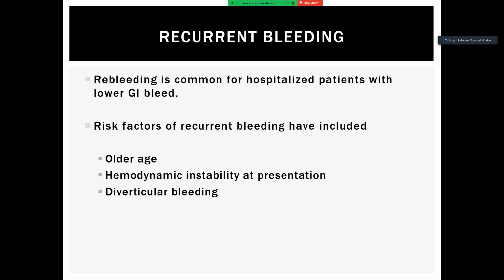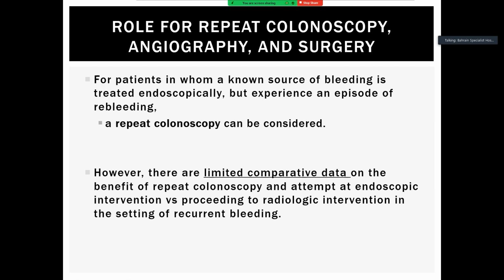So after identifying the location either by CT angiography or by colonoscopy, there is a high chance the patient will present with recurrent bleed. In case of the recurrent bleed, there are some risk factors which make these patients more likely to present with recurrent bleed after the hemostasis, which include older age, hemodynamic instability at the time of presentation, and patients presenting with diverticular bleed. Then we need to decide whether we need to do colonoscopy, angiography, or surgery for them.